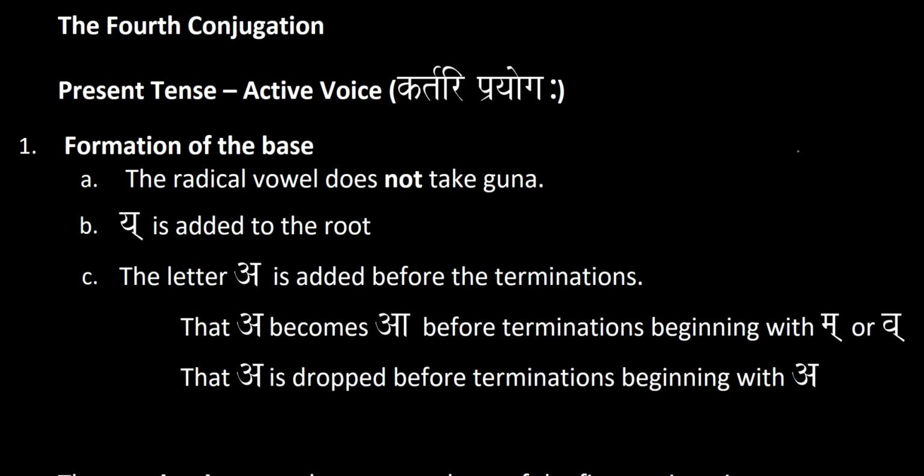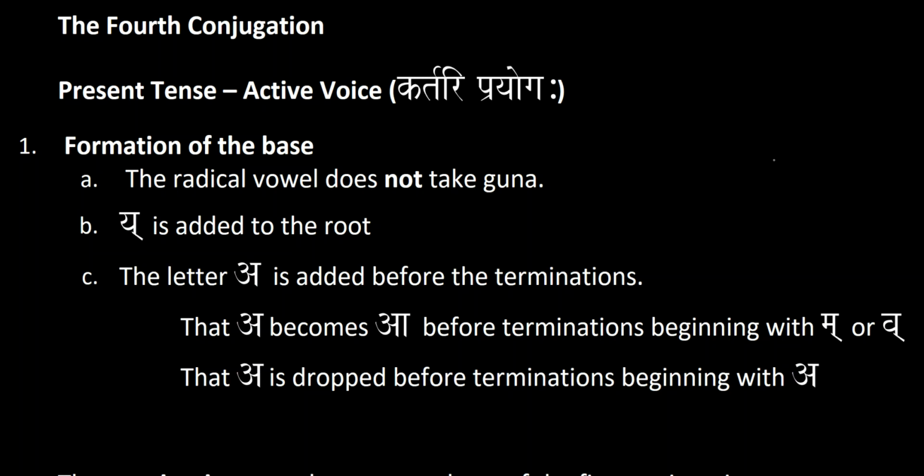All you have to do here is add ya to the root. That's ya with a halant, and then you have to remove that halant anyway, because as you see in step C, the letter a is added before the terminations anyway. So all you have to do is take the root word that is given to you and just add a ya basically to the end, and then you add your termination endings, and life is nice and simple and dandy. So let's take a look.